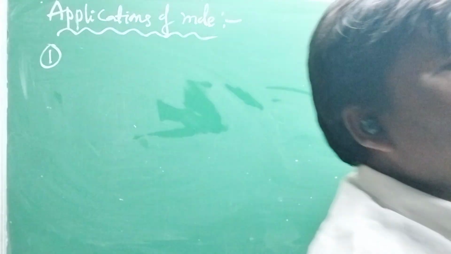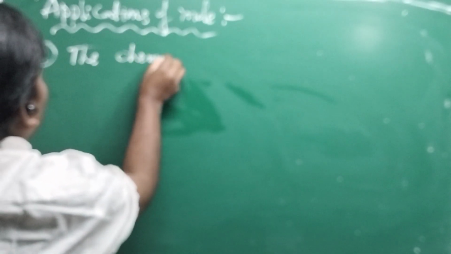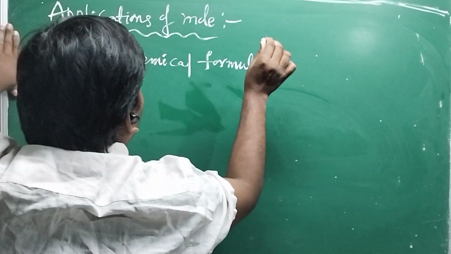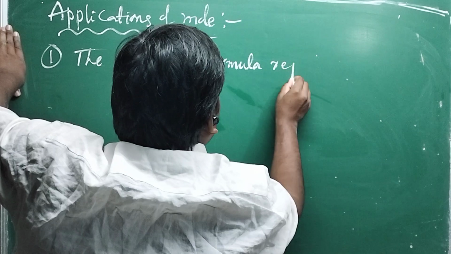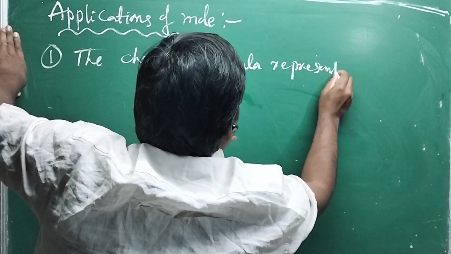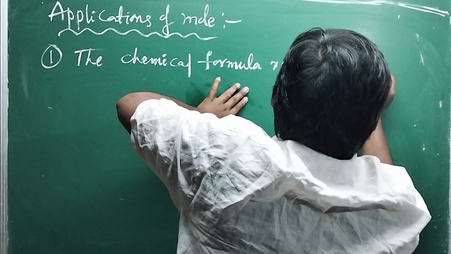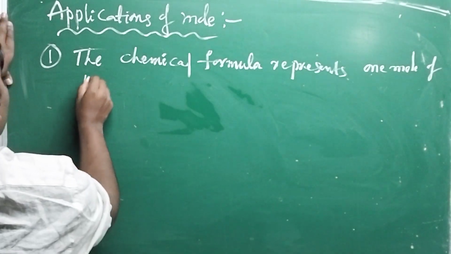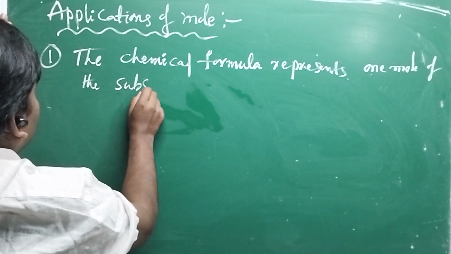The first one: the chemical formula represents 1 mole of the substance.